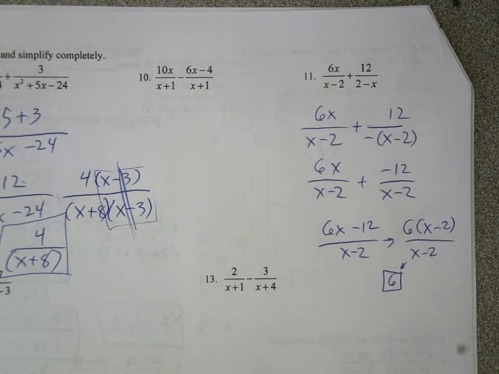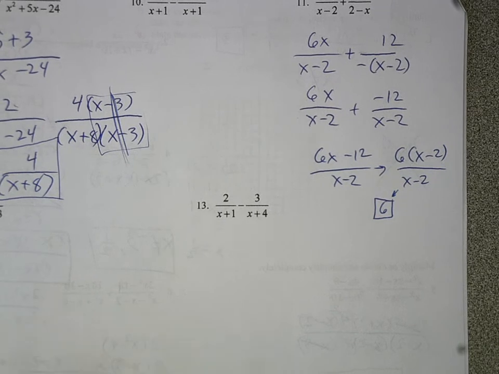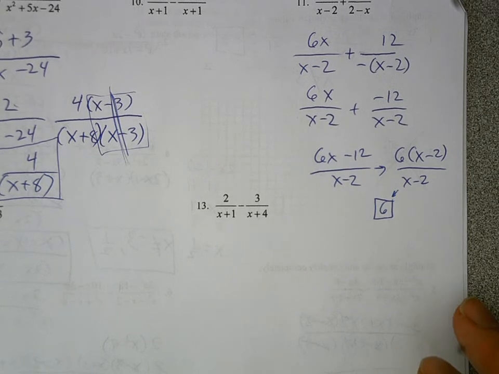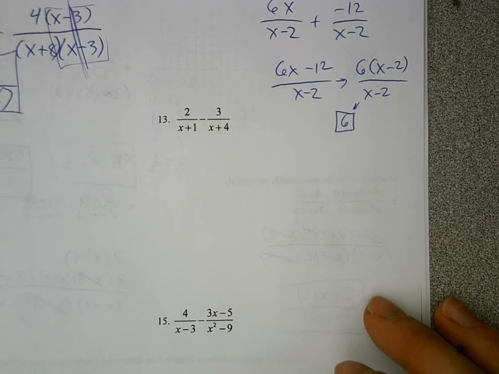Right, when you're done, you can check your work up here. Should reduce very nicely down to a single number. But now let's look at 13. 13 does not have like denominators, and they are not close to being like denominators.